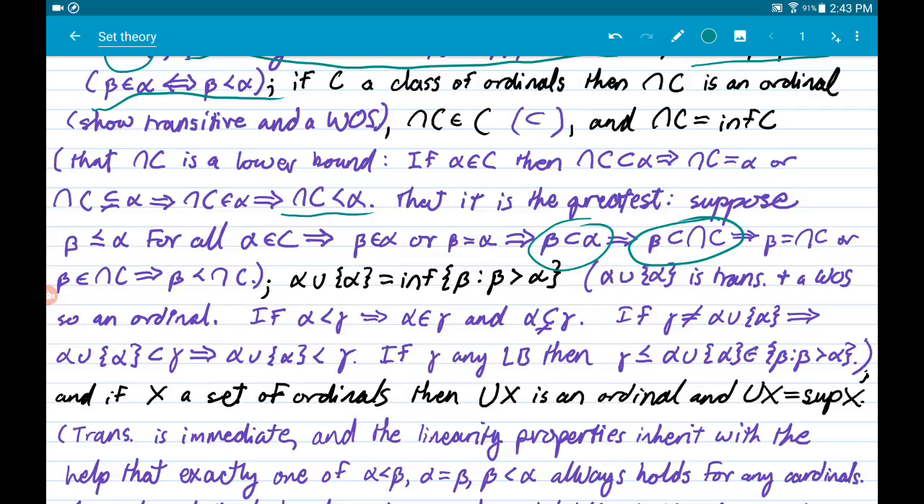From this, there are really just the two scenarios that either they are equal. We know that when you have the subset relation, you either get equality, or if it's a strict subset relation, then that immediately implies inclusion, and therefore the less than relation holds. So there you have it. The intersection over the class is in fact the infimum of the class. The rest continued in the next video.